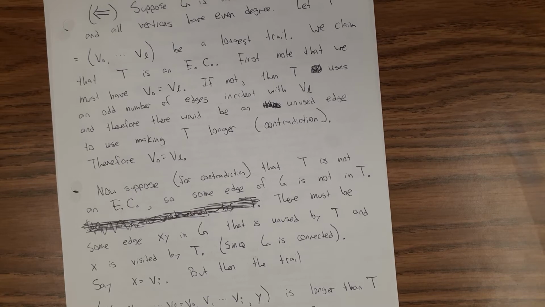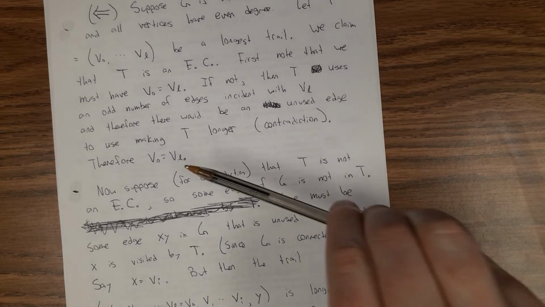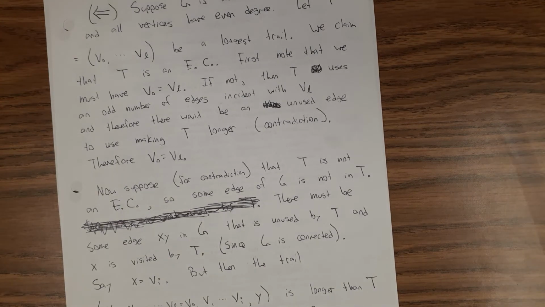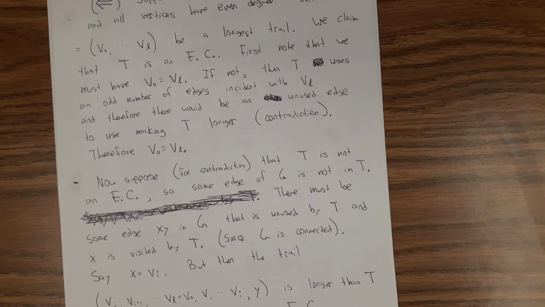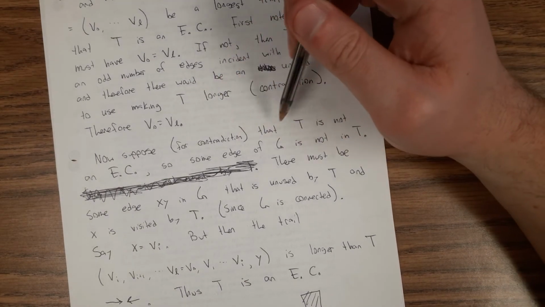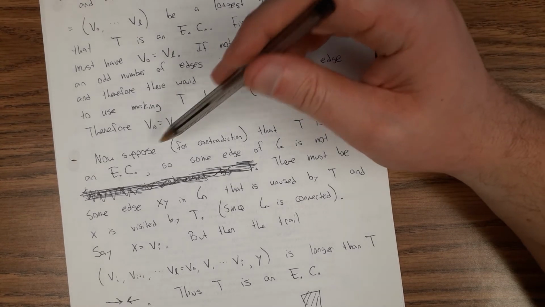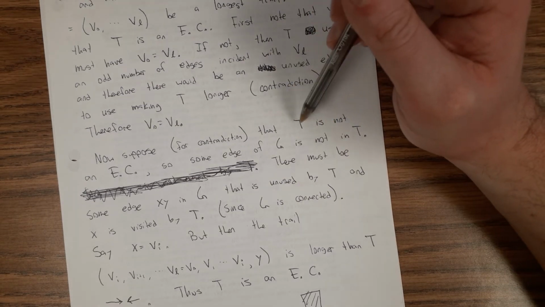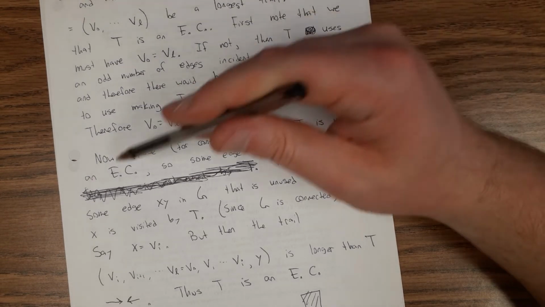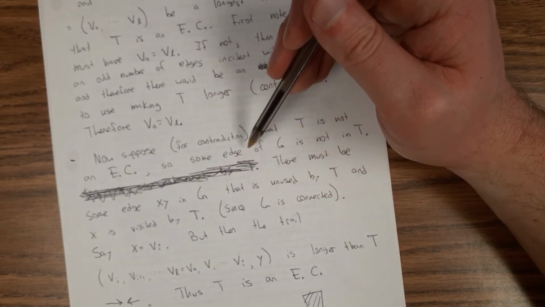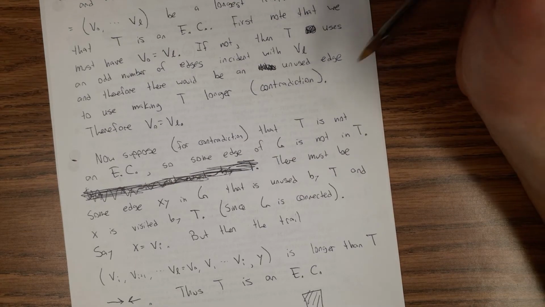We're still not done. We want to argue that T is an Eulerian circuit. So far, we have shown that T is a circuit, meaning that it starts and ends in the same place. But to show that it's an Eulerian circuit, we need it to use every edge. So we're going to prove that T uses every edge, and we're going to do it by contradiction. So suppose for contradiction that T does not use every edge. In other words, T is not an Eulerian circuit, and so there's some edge that's not part of T.